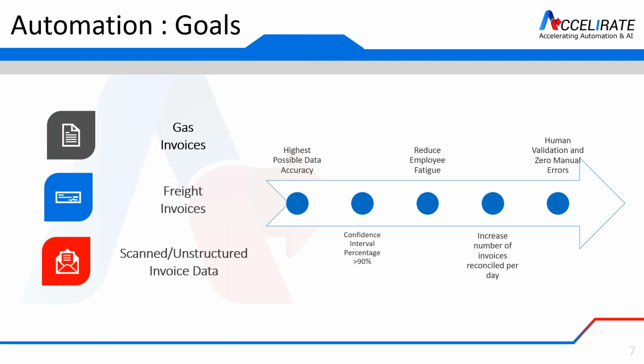So going into the engagement, our automation goals were to process all gas and freight invoices. And we also wanted the bots to handle any kind of scanned or unstructured data. Now, we also wanted to reduce the employee fatigue and eliminate any kind of manual reconciliation errors. And our goal was also to increase the number of invoices processed per day. And we wanted to process all the invoices with the highest possible data accuracy. And we also wanted to increase the confidence interval to 90%. Moving on.